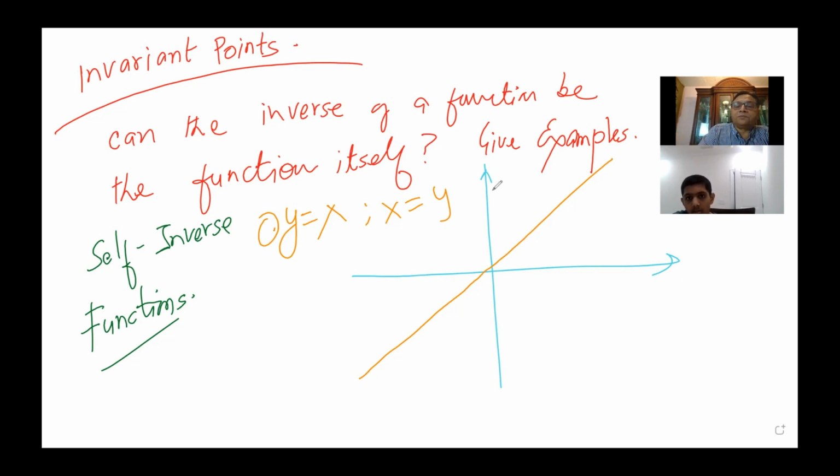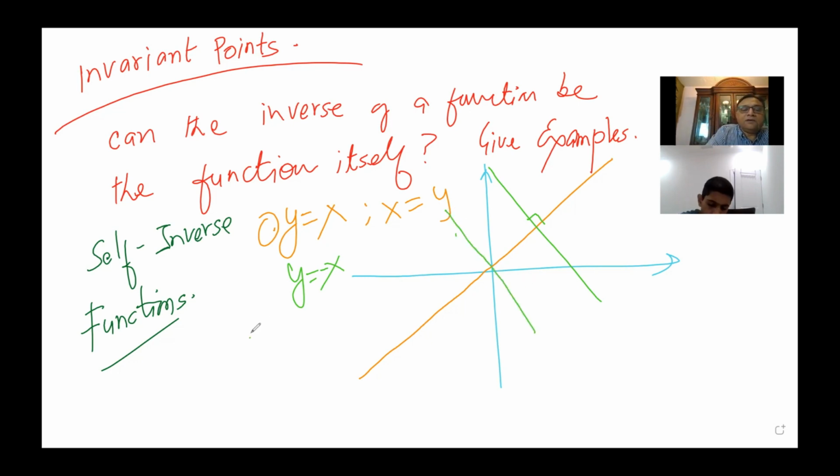How about a line which is perpendicular to this? Think like this. Y equals negative x. Yes, because that will reflect on this. Y equals negative x will, however, go through this line. Is that clear to you?